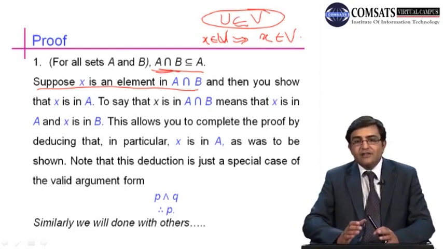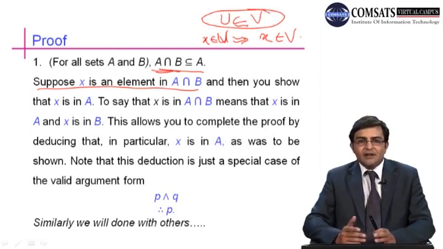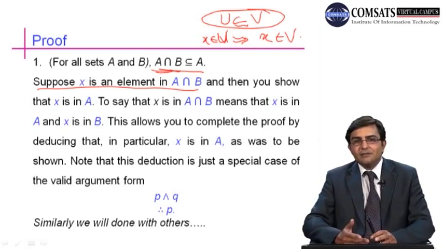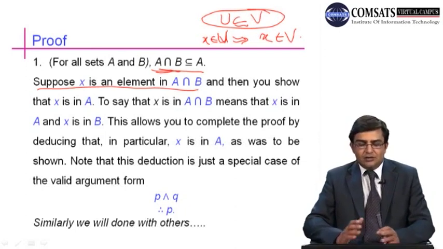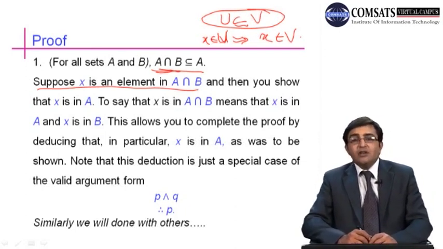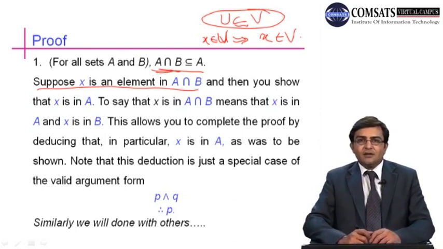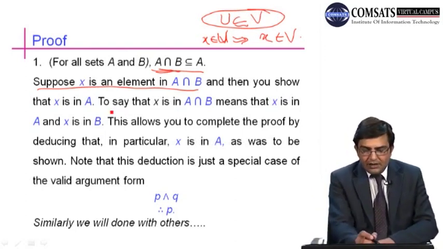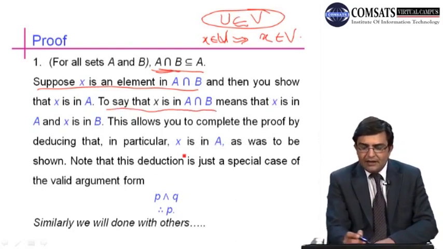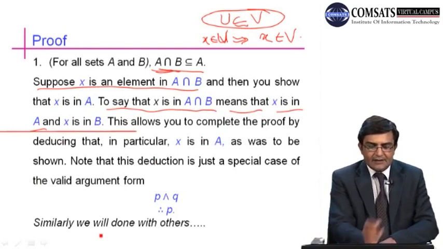Then we have proved that A intersection B is a subset of A, because x is an arbitrary element, any element of A intersection B, and if we prove that any element of A intersection B belongs to A, then it means that all elements of A intersection B belong to A also. So then we can say that A intersection B is a subset of A. Here I have written that x is in A intersection B means that x is in A and x is in B.